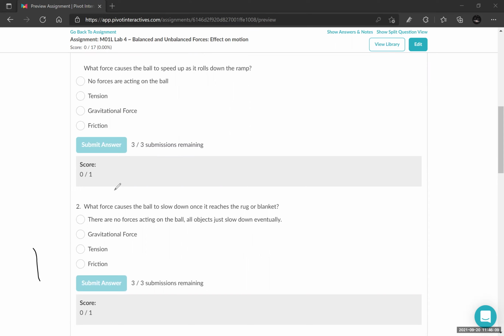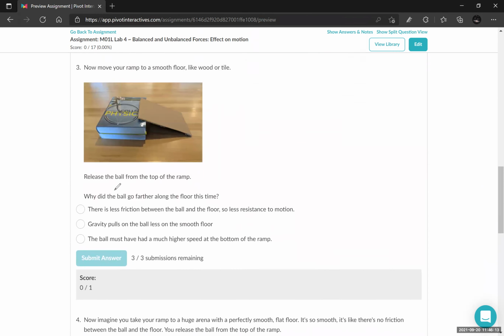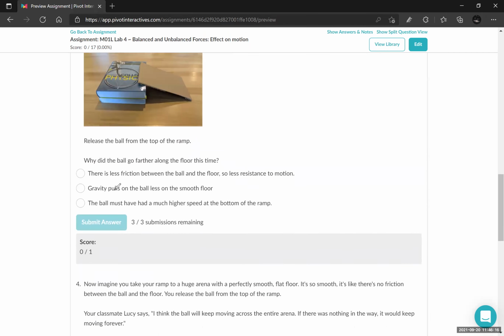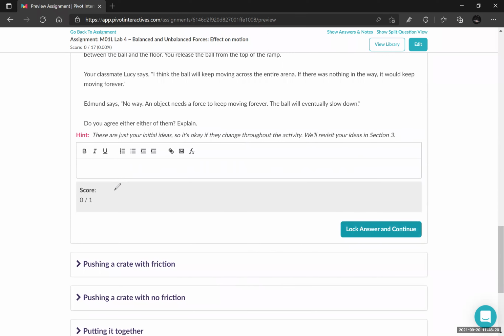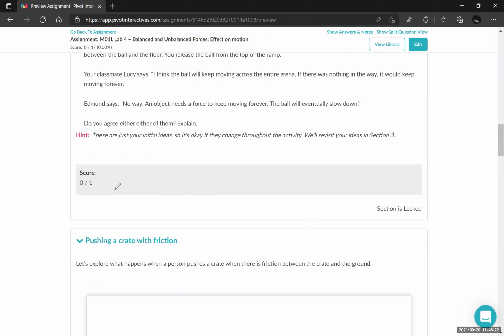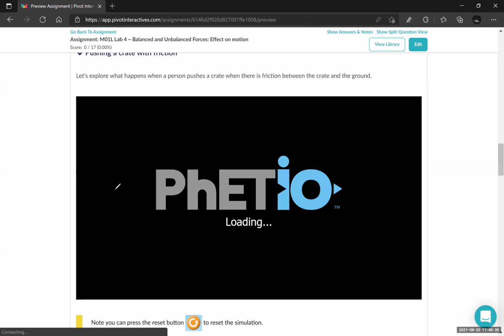So from here, we're going to go to our next experiment. You can see, right? Basically, you do this experiment, and then you answer some of the questions based on what you see. Then you log your answers, and you continue into pushing crate with friction. In this lab, you're going to launch a simulation.